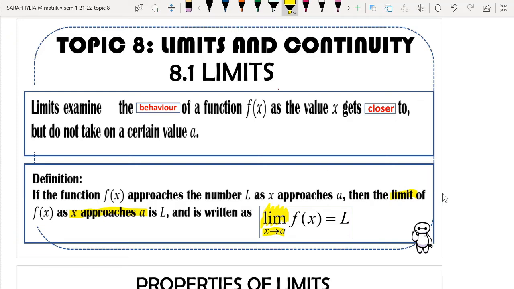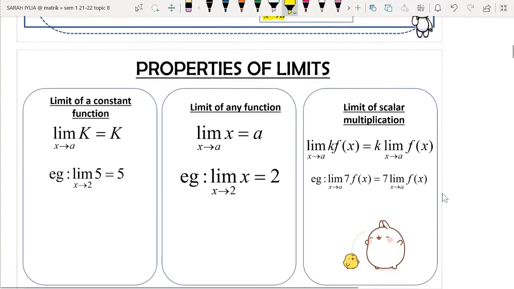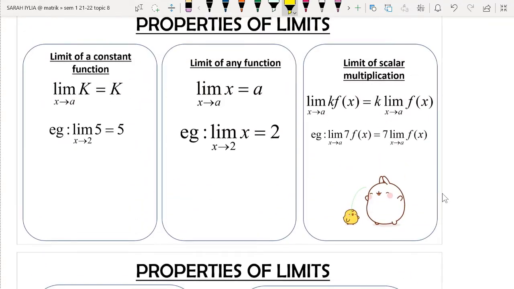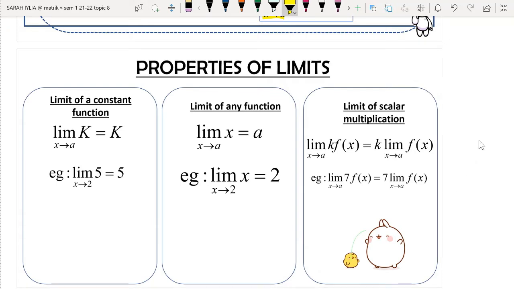Okay, now we straight away focus on the properties of limit. Altogether, we have 7 properties. The first property states the limit of a constant function. So kalau kita ada constant, then the constant itself will be our limit. For example, if we have the limit of x approaches 2 of 5, then our final answer will be 5 itself.